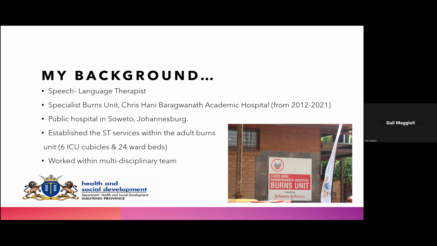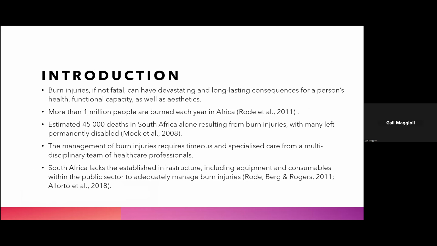So you might be wondering, where does all of this fit into the bigger picture? Speech therapy is quite an emerging role within burns management. We play a large role. Let me just go to my next slide.